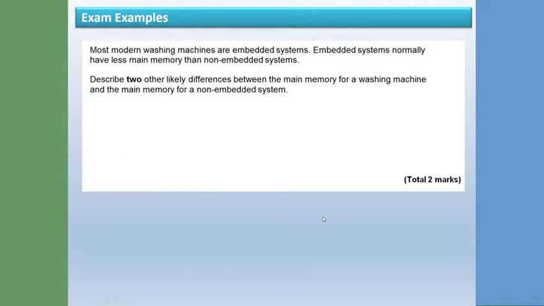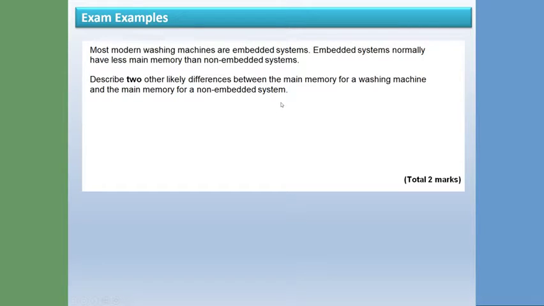Embedded systems. So an embedded system is where you have a very simple computer that is designed to carry out a very specific task. So a washing machine, for example, is not multitask. You can't multitask. It's there to wash clothes. That is its purpose. It can't browse the web and play games. It literally washes clothes. So that includes what's called an embedded system. Okay. They normally have less main memory, so less RAM, than non-embedded, so a desktop computer.